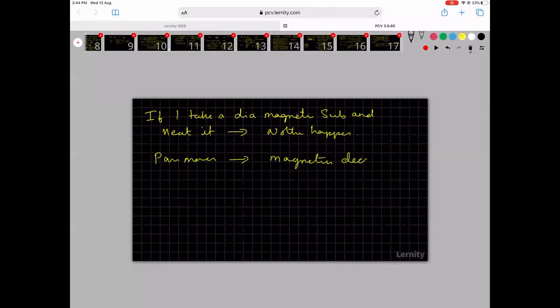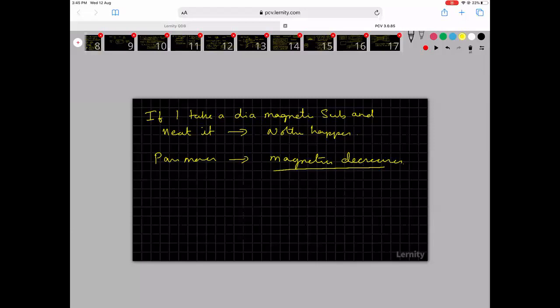Why does the magnetism decrease? Because now the electrons have more energy. When the electrons have more energy, they are moving more randomly. When they are moving more randomly, the atomic magnets cancel each other out more. As a result, the magnetism decreases.